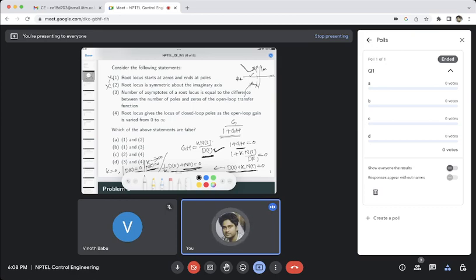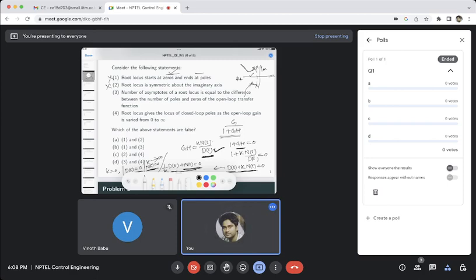Then the number of asymptotes of the root locus is equal to the difference between the number of poles and zeros of the open loop transfer function. If you recollect the basic property, root locus starts from open loop poles and ends in the open loop zeros. And if the number of zeros is less than the number of poles, then you also consider the zeros to be present at infinity, because for s going to infinity that will also make this transfer function 0. So if you include the finite zeros as well as the zeros at infinity, then the number of zeros equals the number of poles.